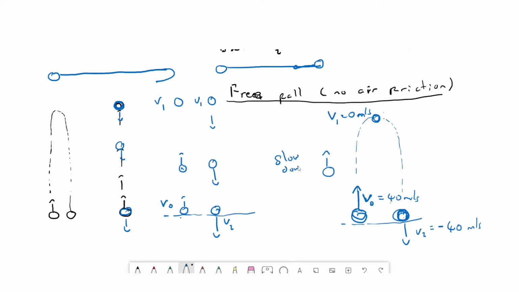So what do you know about objects that are slowing down? If an object is slowing down, it can only mean one thing. It can only mean that although the object is going up, the acceleration has to be going the other way around in order for it to slow down. And then it stops. That is why it is stopping. It is stopping because it is slowing down.